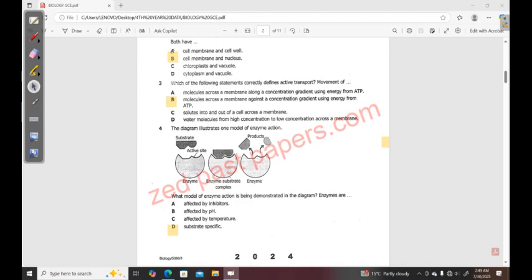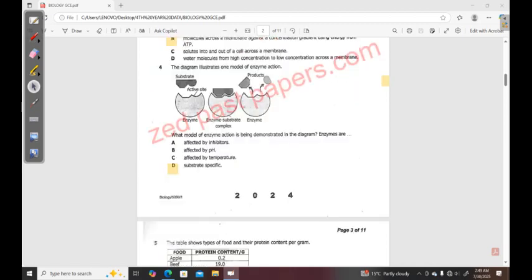Question 4. The diagram illustrates one model of enzyme action. So this is the enzyme. You can see this is the enzyme substrate complex. This is the enzyme itself, and these are the products. So what model of enzyme action is being demonstrated in the diagram? Enzymes are, A, affected by inhibitors. You can see here there is no inhibitor, so this is out.